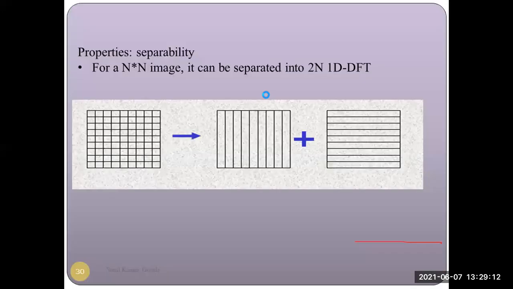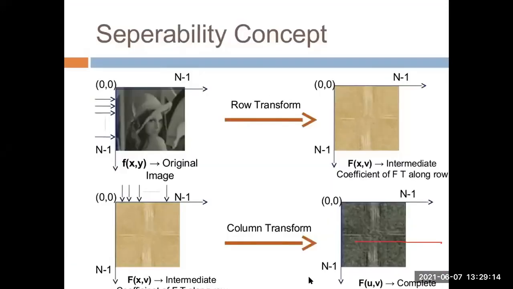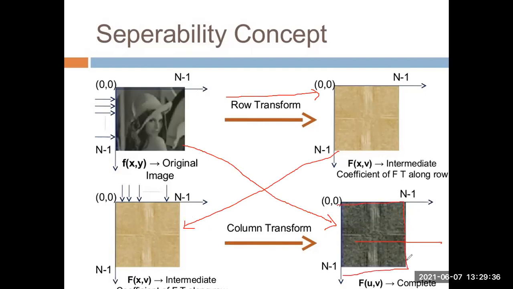Now, if you see the example, suppose this is an image given. Instead of directly converting this image to the Fourier transformation, first we will convert this image by row transformation. Then I will convert this image by column transformation. Once we perform the column transformation, whatever image we get will be equivalent to the Fourier transformation of the image.